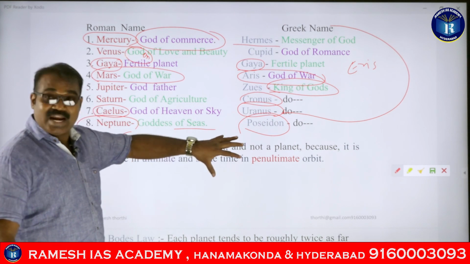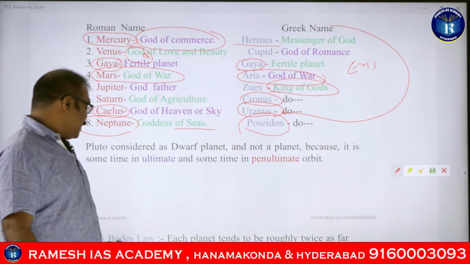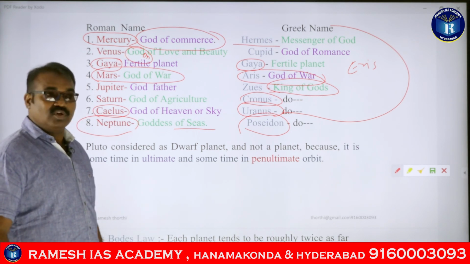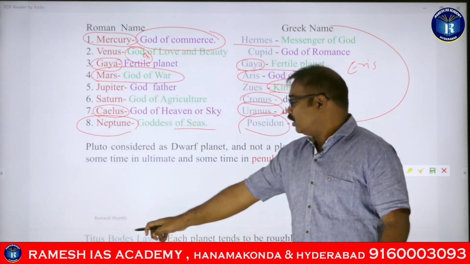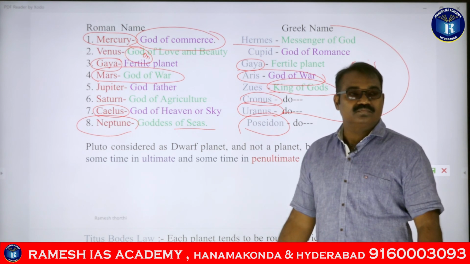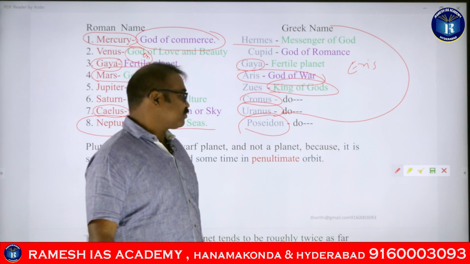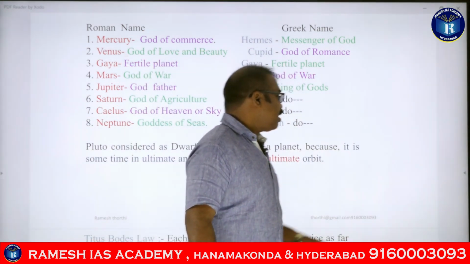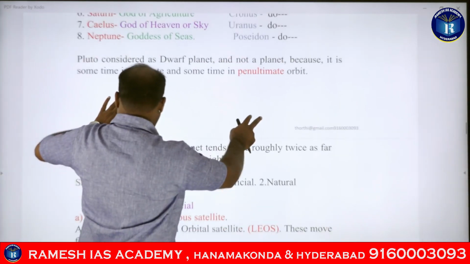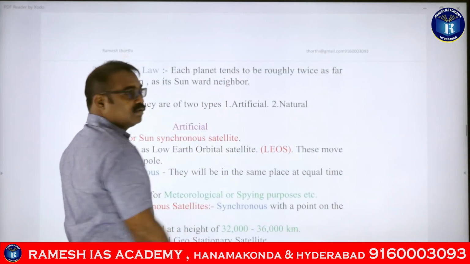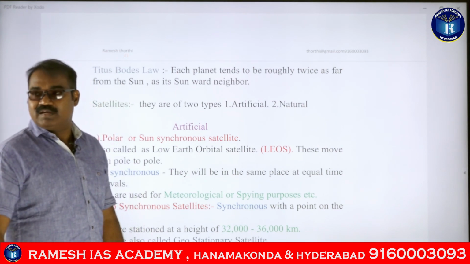And all the planets present in our solar system are arranged according to Titius-Bode's law. This was our prelims question. The arrangement of the planets in our solar system is according to Titius-Bode's law. What does Titius-Bode's law say? It says that all the planets present in the solar system have some special type of arrangement.